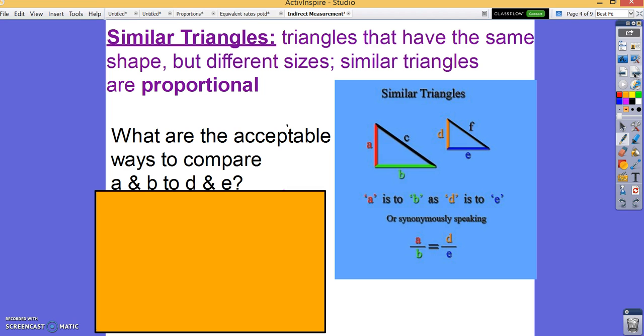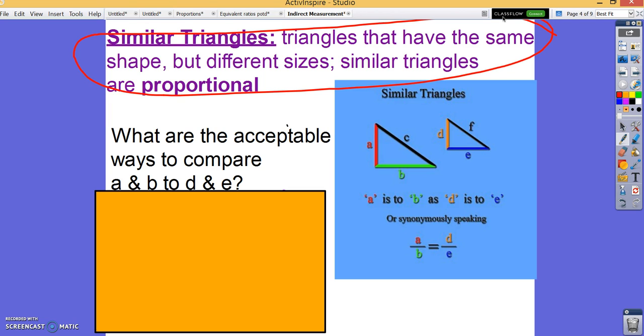Okay, similar triangles. We already do have this definition, but I do want you to write it down one more time. They're triangles that have the same shape but different sizes. Similar triangles are proportional. That means their sides have a particular relationship with each other, and the sides themselves also have a particular relationship.